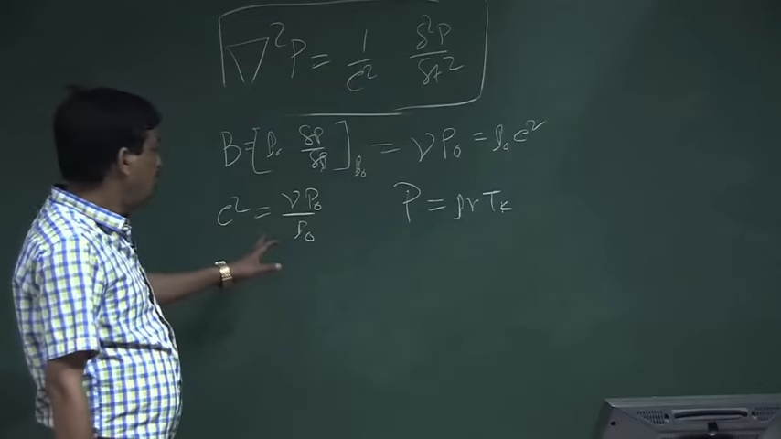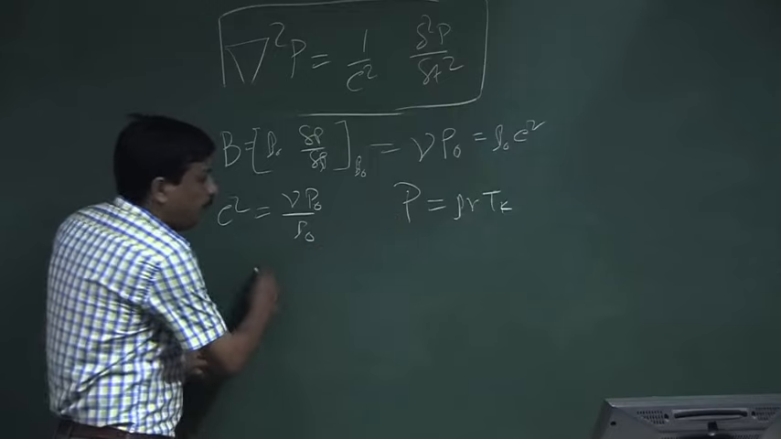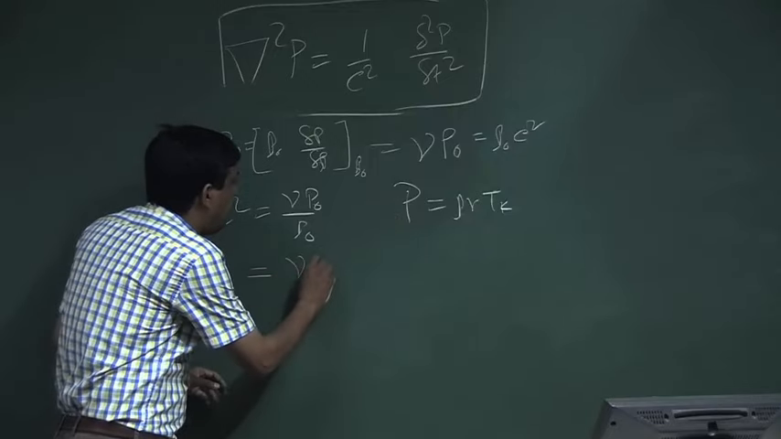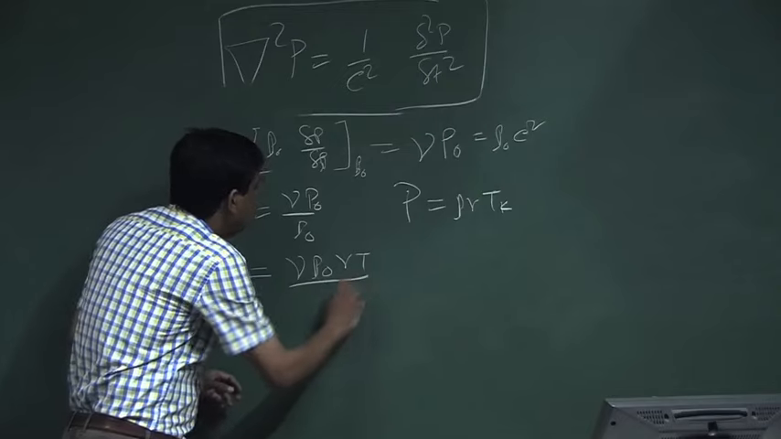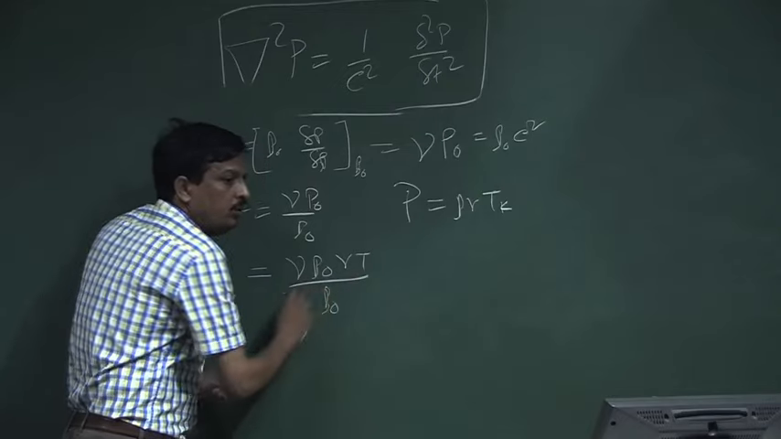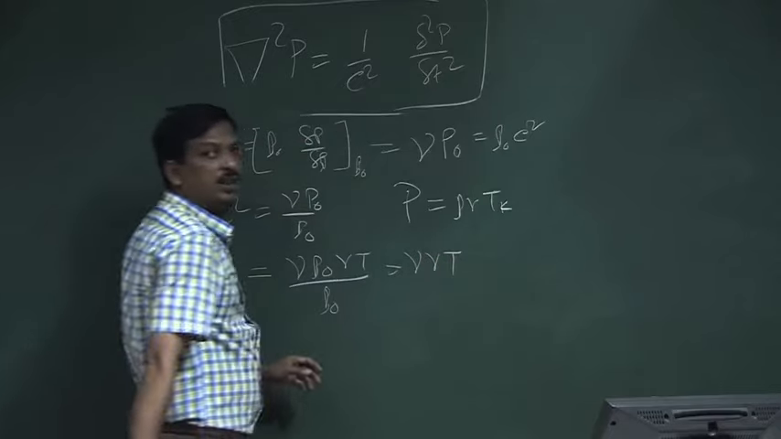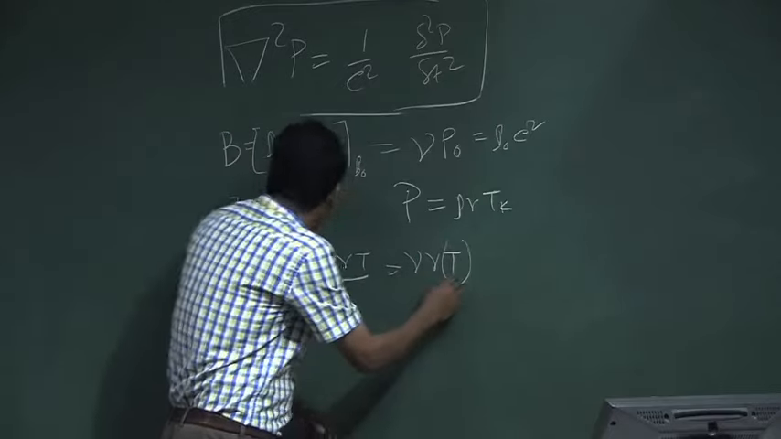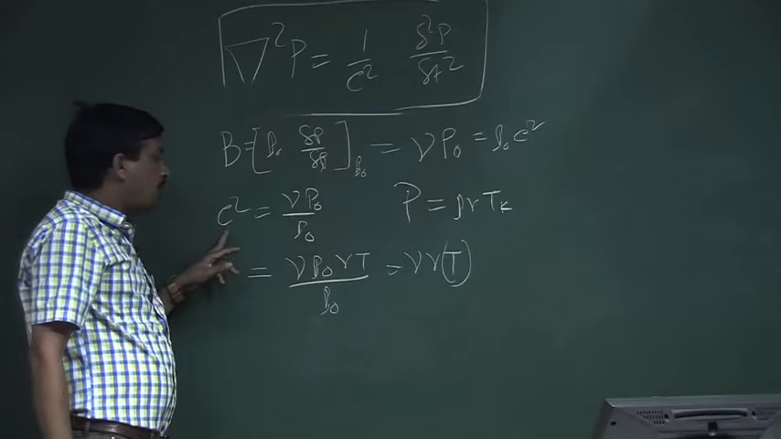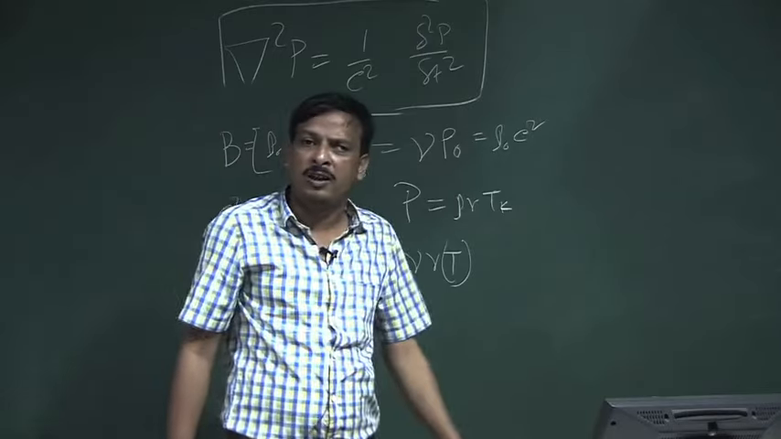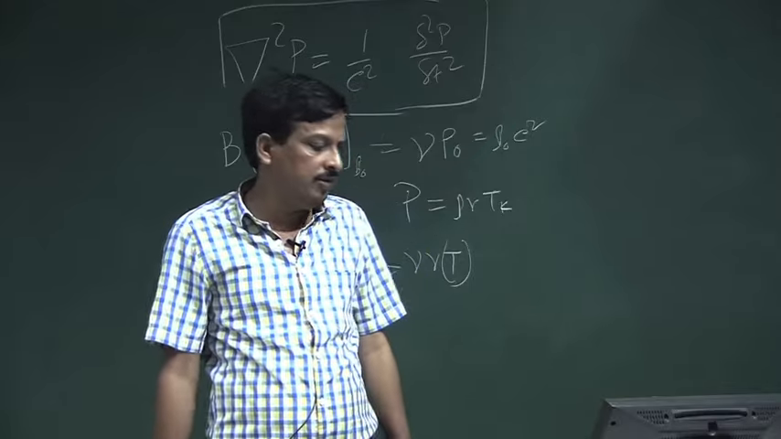Okay. So now if I put the p value in here, it is nothing but gamma rho 0 R T divided by rho 0. So it is nothing but gamma R T. Now, depending on T, c varies. So the velocity of the sound depends on the temperature. If the temperature changes, the velocity of the sound will change.